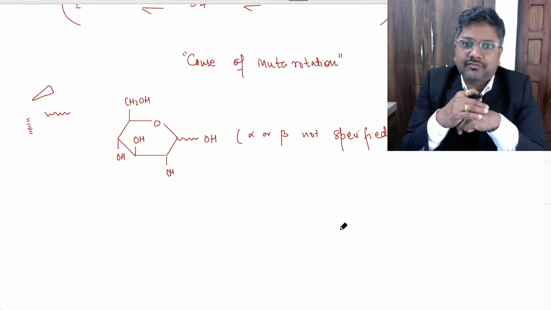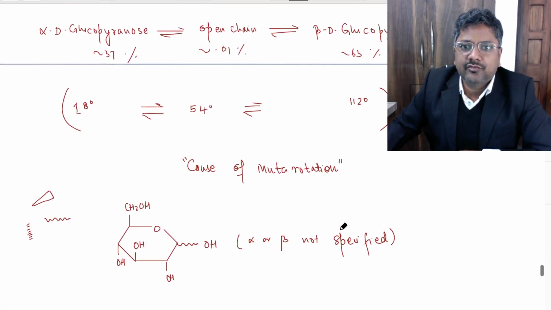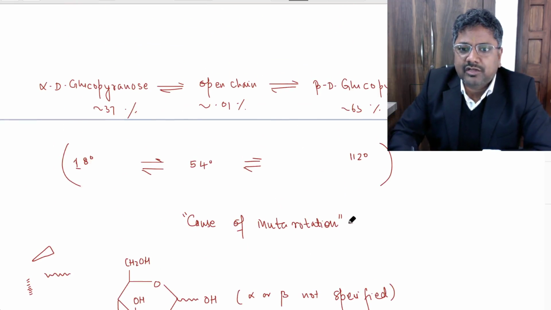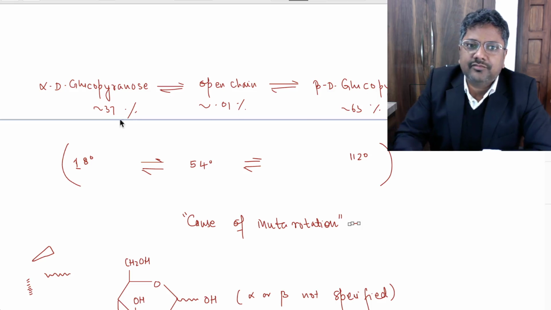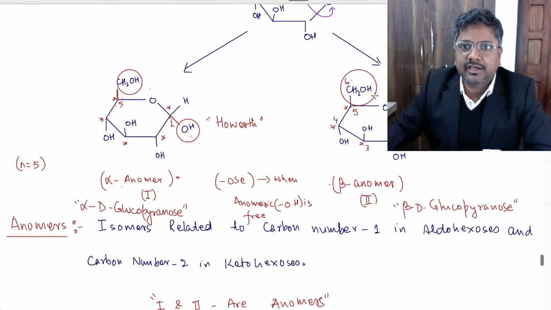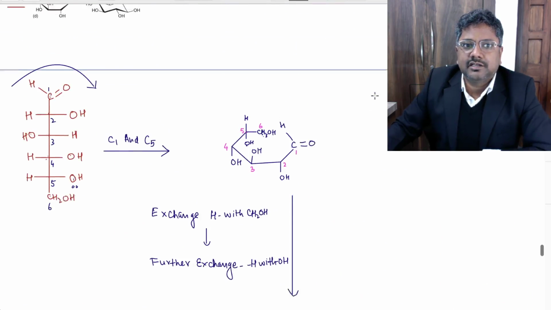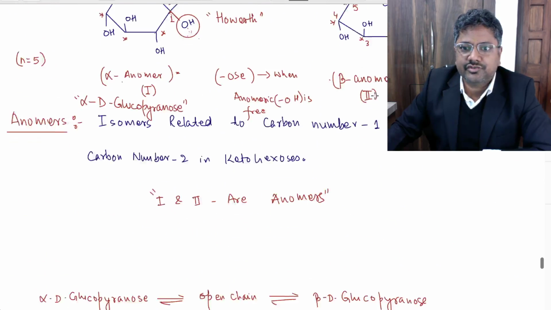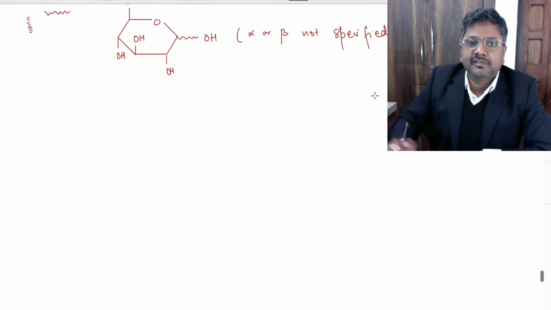So this is the representation of the cyclic structure of glucose. Hopefully all of you are clear. So the cause of mutarotation is the interconversion of this alpha and beta into each other. Okay, so this is the cyclic structure of glucose. Okay, good.